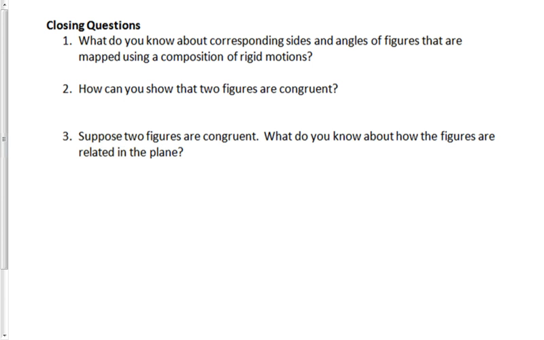And then there are three closing questions. You can answer these on your own. I'm not going to go through these. Number one, what do you know about the corresponding sides and angles of figures that are mapped using a composition of rigid motions? Number two, how can you show that two figures are congruent using rigid motions? And then number three, suppose two figures are congruent. What do you know about how the figures are related in the coordinate plane?